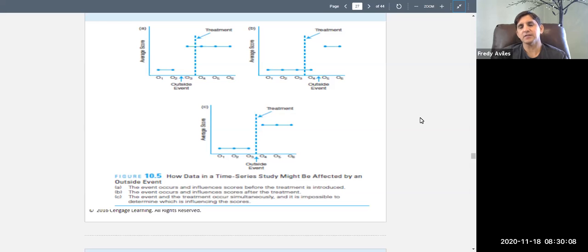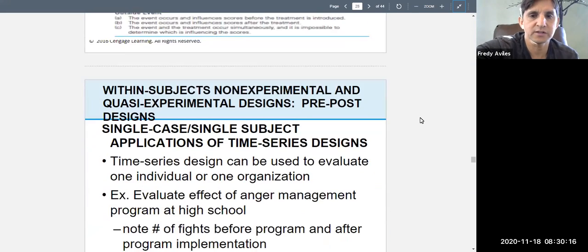An outside event, something else that happens other than the treatment, is only a problem if it happens at the same time as the treatment. If it happens before or after, then we still know what's happening. Let's keep going because I'm going too slow.